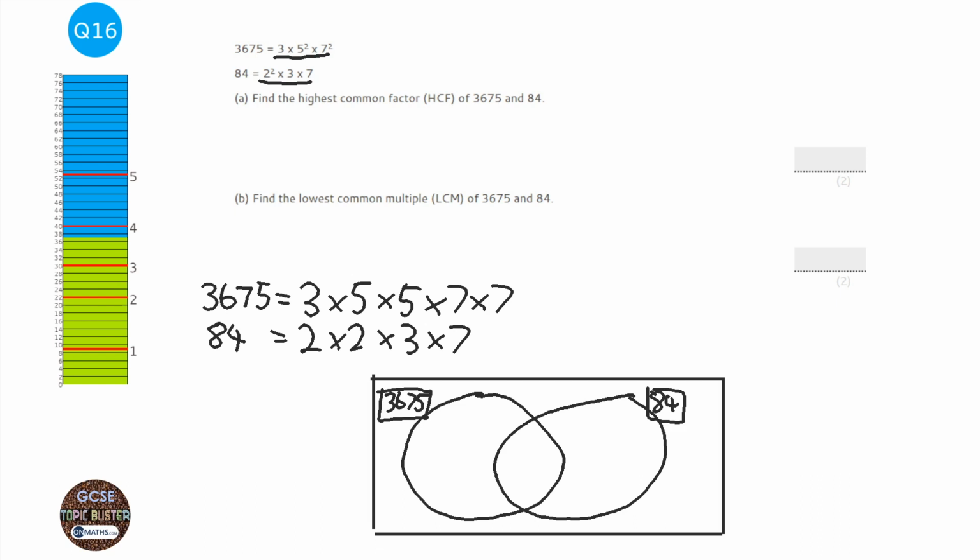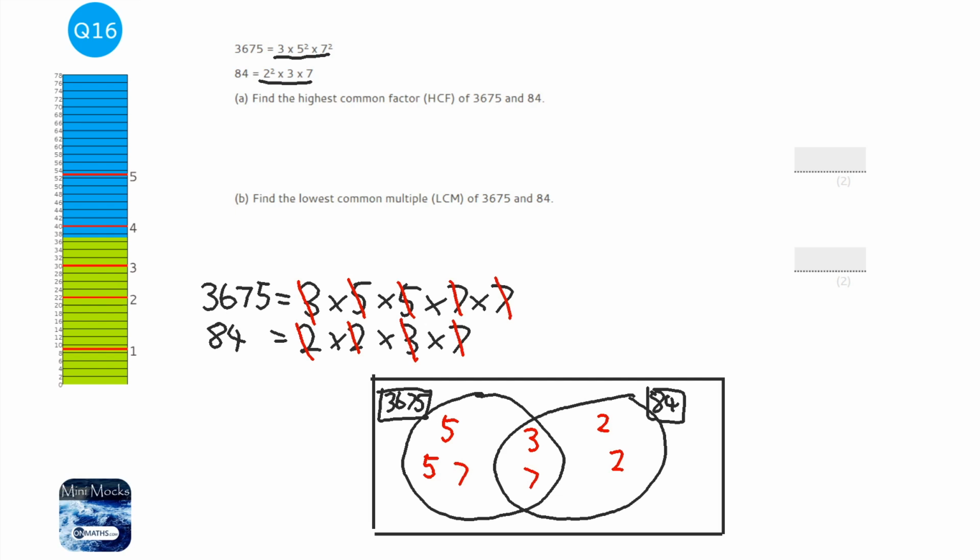and which ones don't. So if I have a look at the 84 first, we've got a 2 there. Well, 2 doesn't go into 3,675, so that 2 is going to be on its own there, and this 2 here is going to be on its own. Okay, I think that's it. So the next one, now this 3 appears in both lists, so this 3 goes in the middle. The 5 here only appears in 3,675, and same with this one. And then we've got 1 7 that appears in both lists, but we've got another 7 in the 3,675 list. So that's my completed Venn diagram.